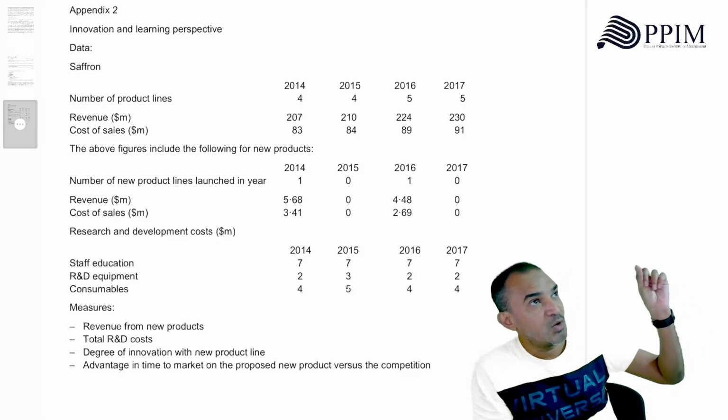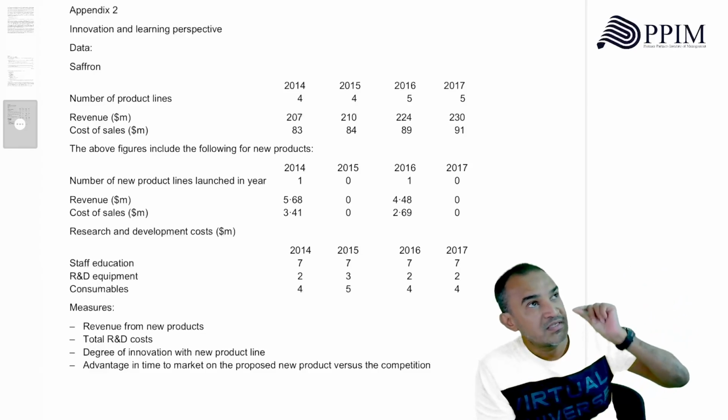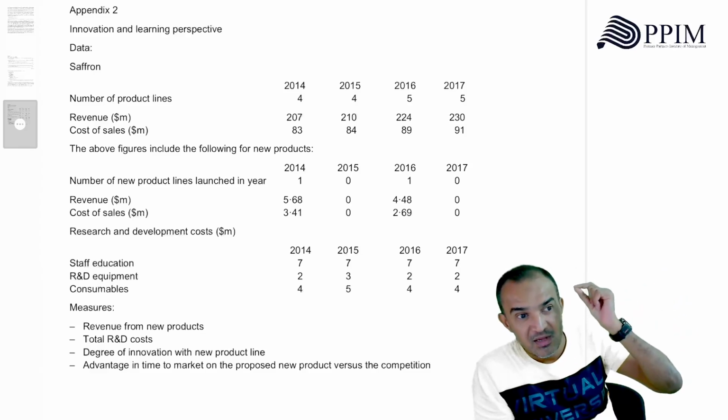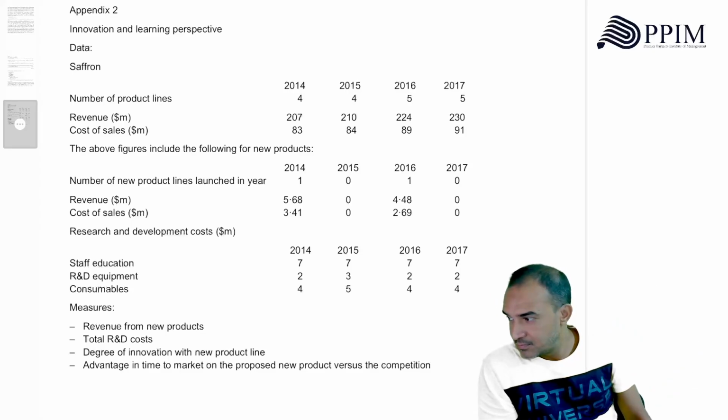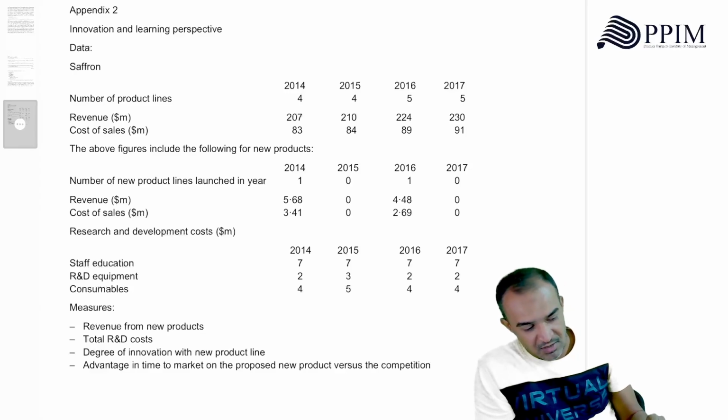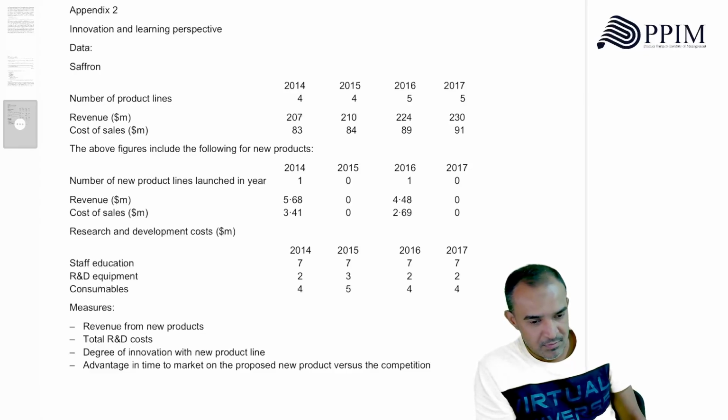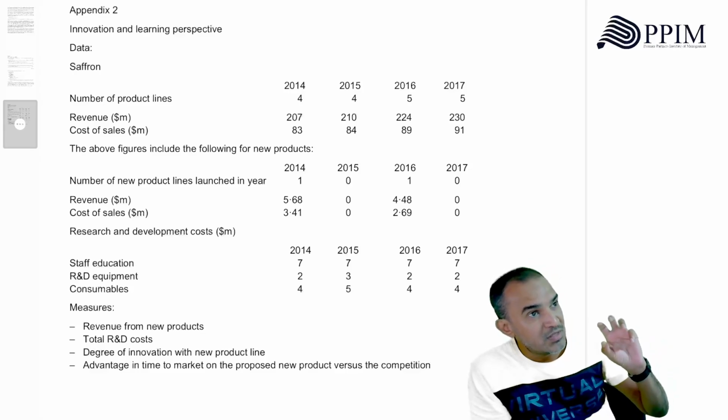Innovation and learning and growth perspective. So are the measures linked to that? That should be what is running in your head all the time. Innovation can link to R&D. But that's the thing: R&D in what area? Degree of innovation with new product line.